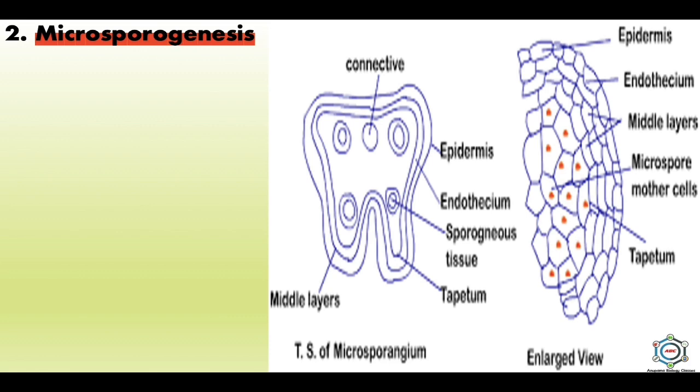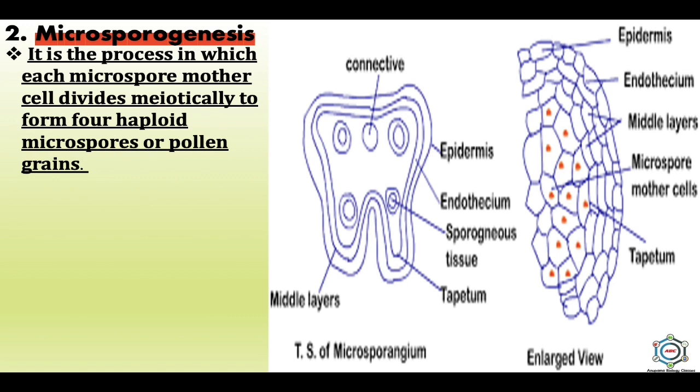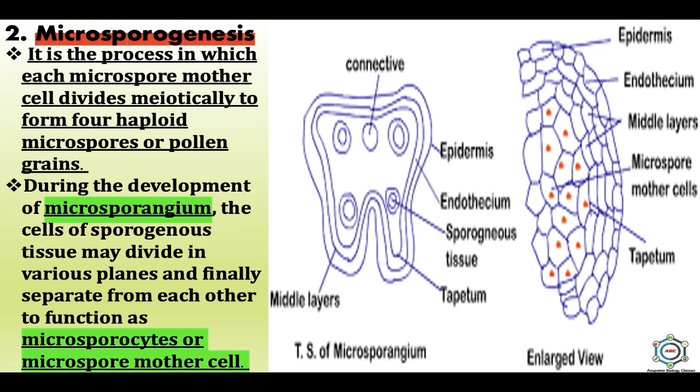Now, microsporogenesis. In the picture you can see a microsporangium and an enlarged view also. It is a process in which each microspore mother cell divides meiotically to form four haploid microspores or pollen grains. During the development of the microsporangium, the cells of sporogenous tissue may divide in various planes and finally separate from each other to function as microsporocytes or microspore mother cells.